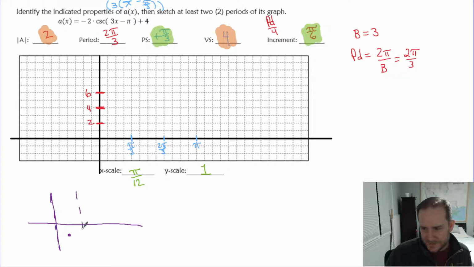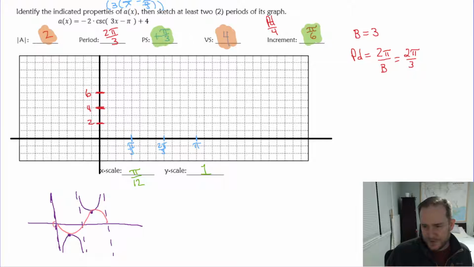Then you'll get another asymptote. Then you'll be above the midline. Then you get another asymptote. So this is the graph of a negative cosecant function. Again, it's just based off of what the sinusoid would look like as it snaked its way through here.